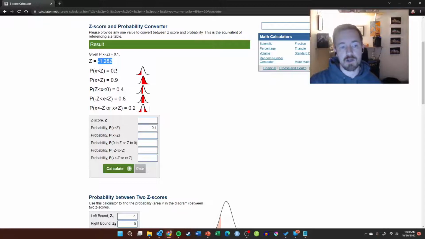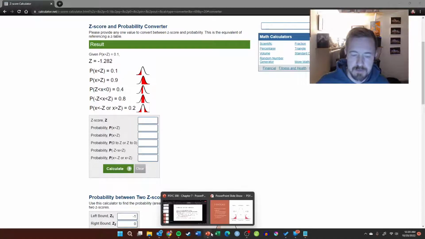So the z-score is going to be closer to 0. The closer it gets to 0, the easier it is to reject. So if you have a 0.1 alpha value, that means that you're more likely to reject the null. Anything less than 0.05, the lower it gets, the harder it's going to be to reject that null hypothesis.